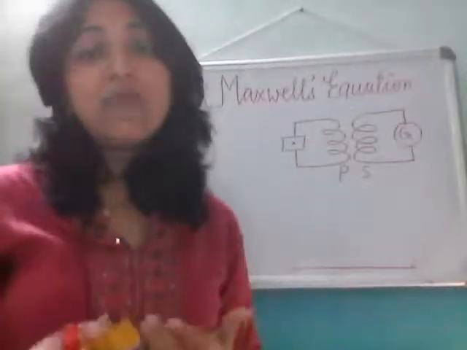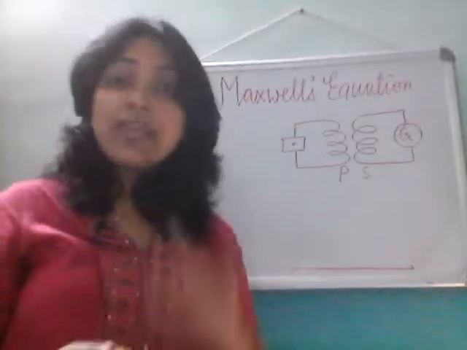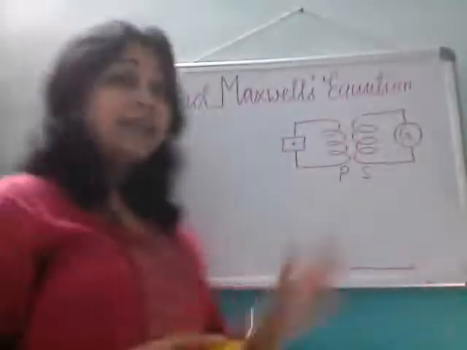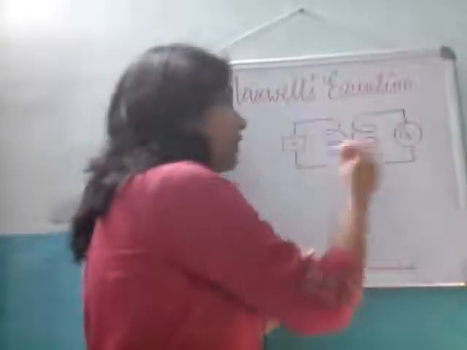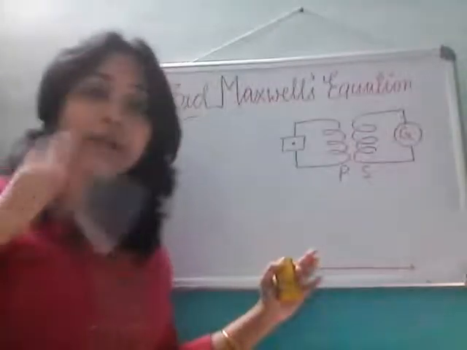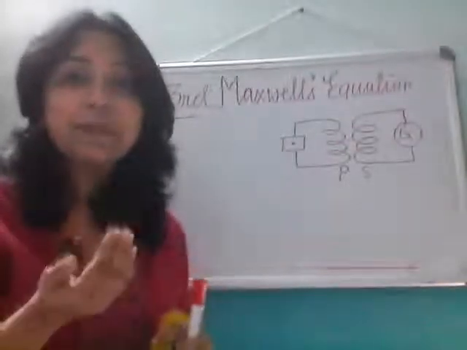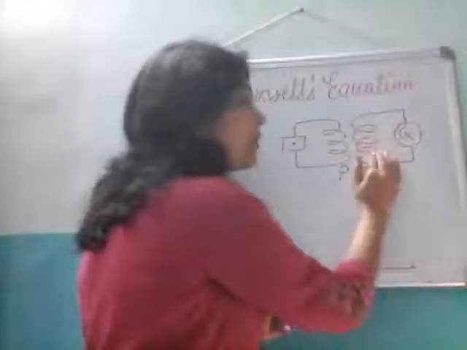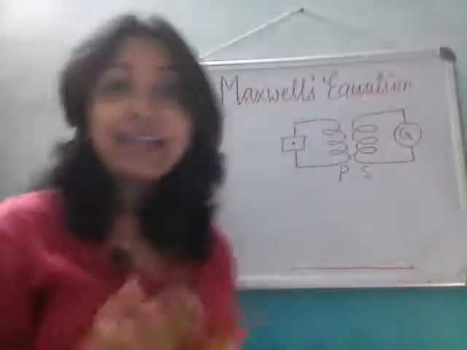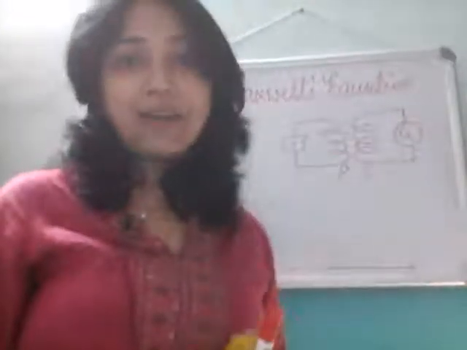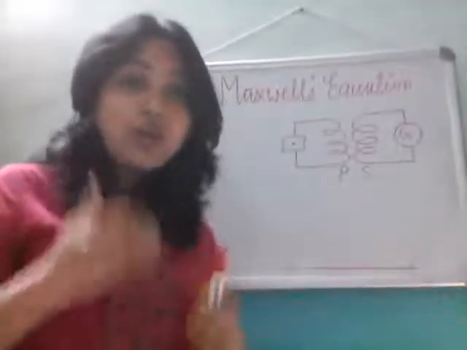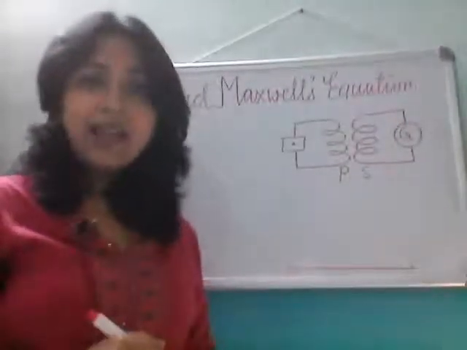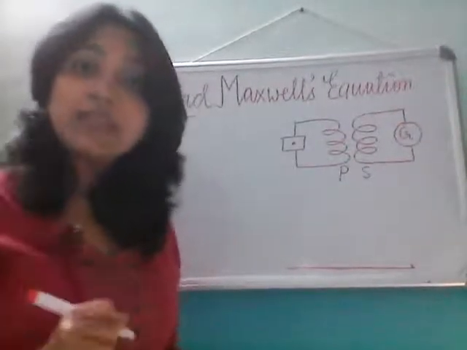So what was the inference which Faraday drew? He said that there must be induction coming in, which means that the current flowing in this primary coil must be inducing an electromotive force, an EMF, in the secondary coil. Here comes the concept of induction. Induction of some EMF within the secondary coil. And as per Faraday, how much was this induction? How much was this EMF?